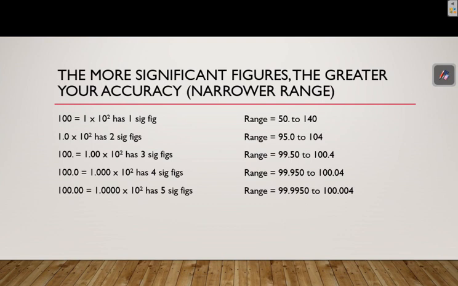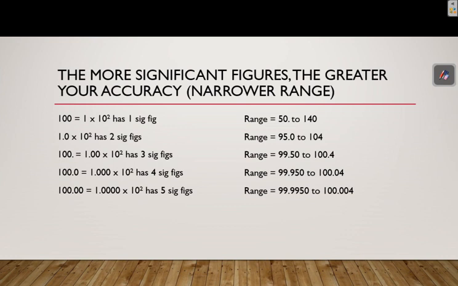So if we say 100 with only 1 sig fig, so that's 1 times 10 squared, our range is huge. It's 50 to 140. On the other hand, if we say 1.0 times 10 squared, that's 2 sig figs now, and our range becomes a lot narrower. It becomes 95 to 104. If we say 100 with a decimal point, or 1.00 times 10 squared, that's 3 significant figures, and now our range is even closer, 99.5 to 100.4. So, and so forth. 100.0 is 99.95 to 100.04.